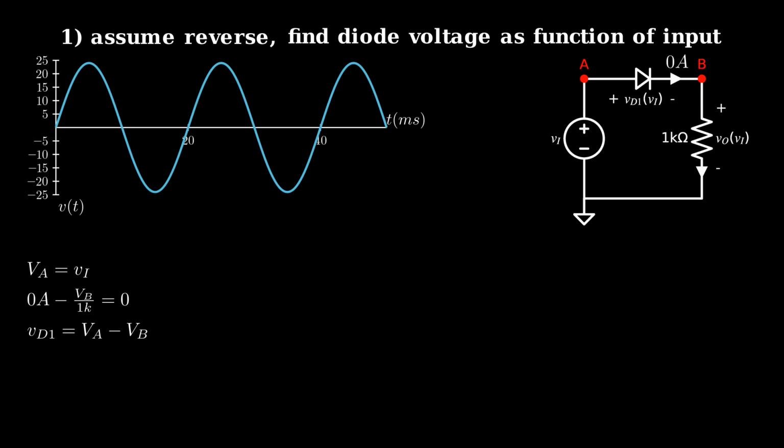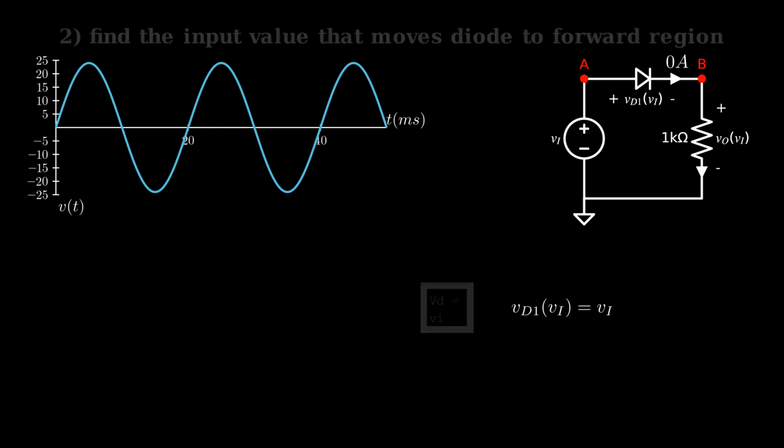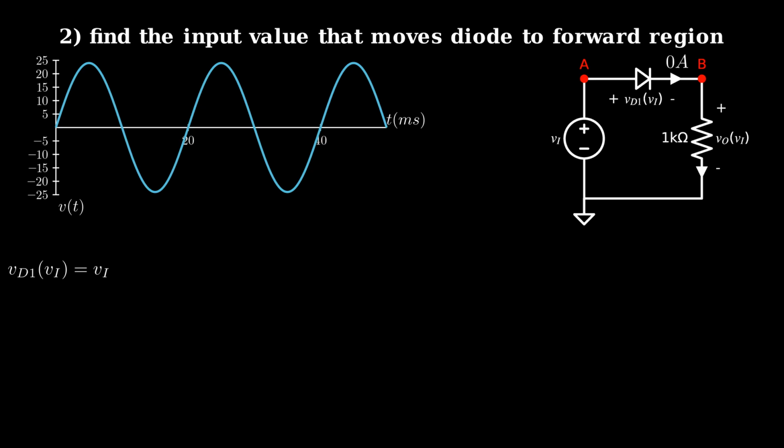Through all of these, I leave the input as a symbolic variable, since we are going to let it take on many values. I do the same thing in MATLAB as I solve for the expression of the diode voltage. We use the output of this code as the expression for the diode voltage as a function of the input. This expression leads us to find the two values of input that move the diode out of the reverse region. If the voltage across the diode is in the neighborhood of 0.7 volts, assuming the diode is silicon, we know that the diode is switching on. Setting the diode voltage expression equal to that 0.7 volts and solving for the input gives us the value we are looking for.